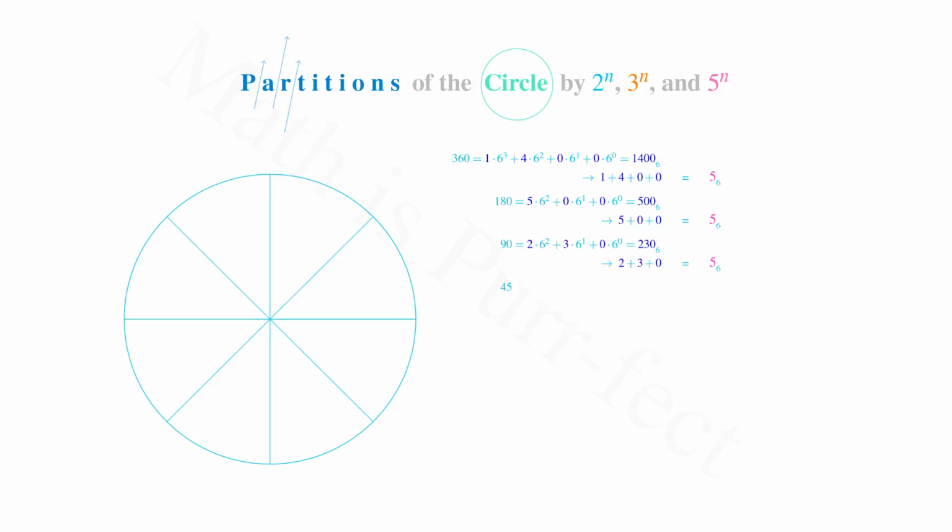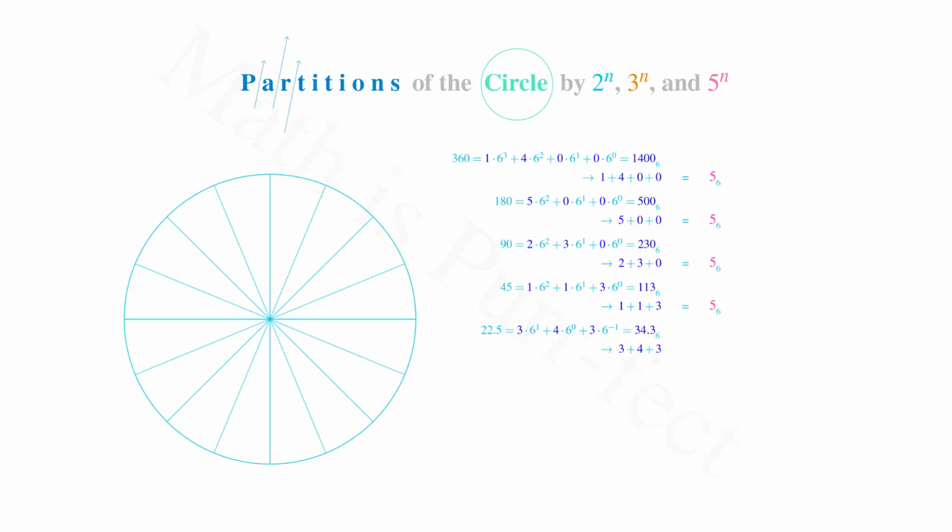Dividing by 2 once again gives us 45 degrees, or 1 times 36, that is 6 squared, plus 1 times 6 to the first, plus 3 times 1, or 6 to the 0th power. Hence, 45 is equivalent to 113 base 6. 1 plus 1 plus 3 is, of course, 5 base 6. The next iteration yields 22.5 degrees, or 3 times 6, plus 4 times 1, plus 3 over 6, that is 1/2, or 3 times 6 inverse. Hence, 22.5 is equal to 34.3 base 6.